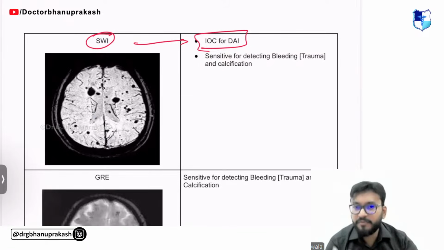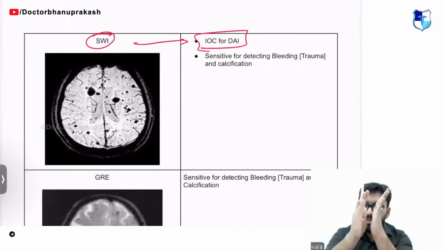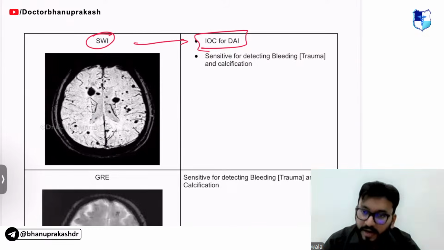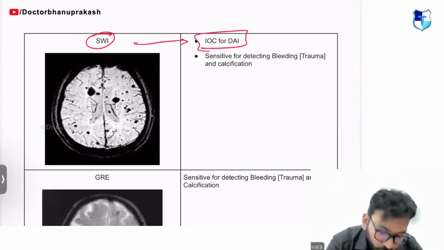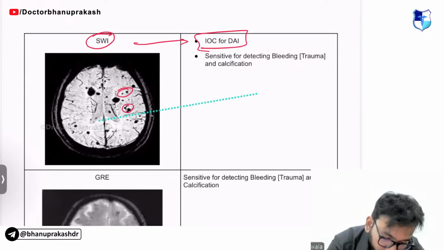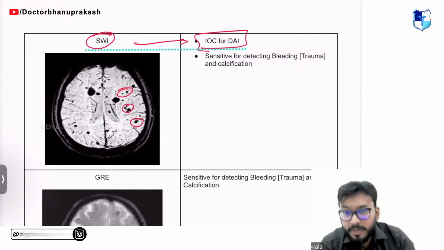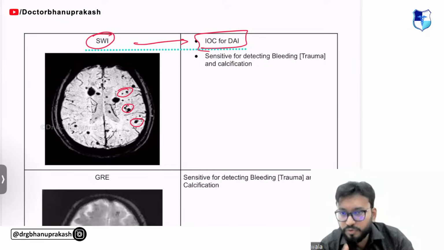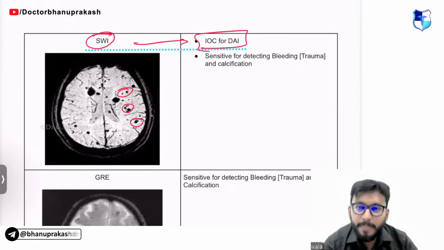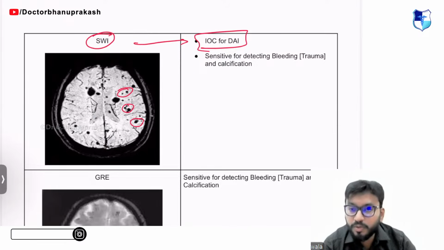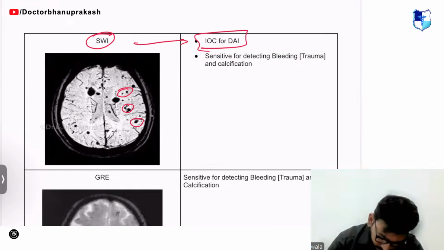What happens in diffuse axonal injury is that there's shearing, stretching and tearing at the gray white matter junction. Most common site, gray white matter junction. There are micro bleeds. All of these black lesions that you can see, guys, these are bleeds. So diffuse axonal injury can be seen on SWI.